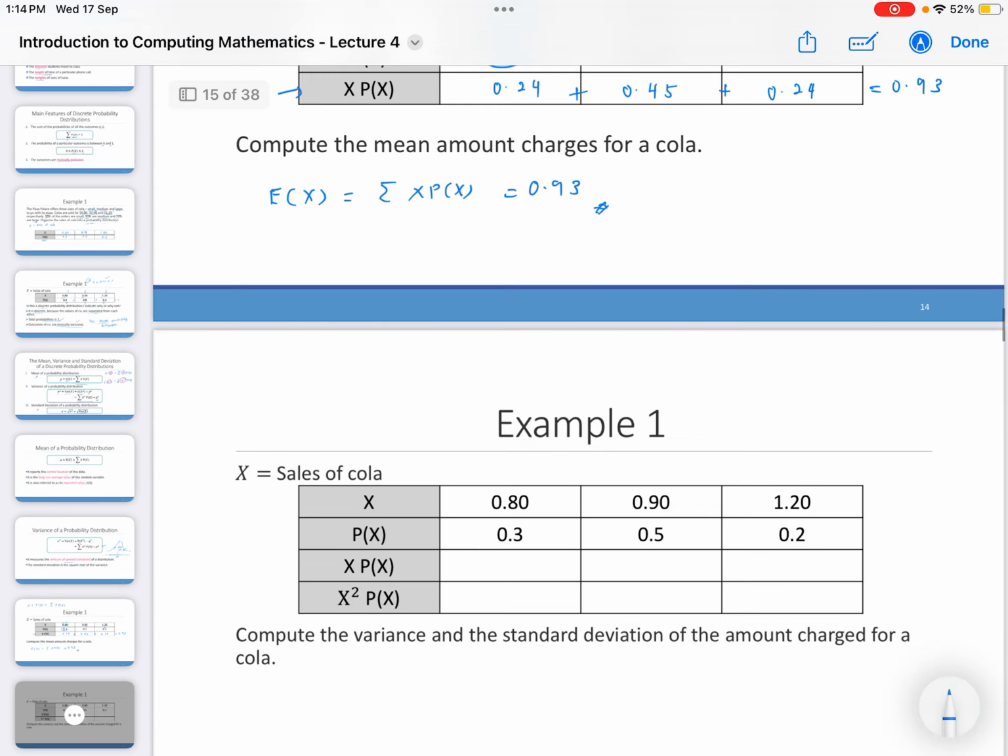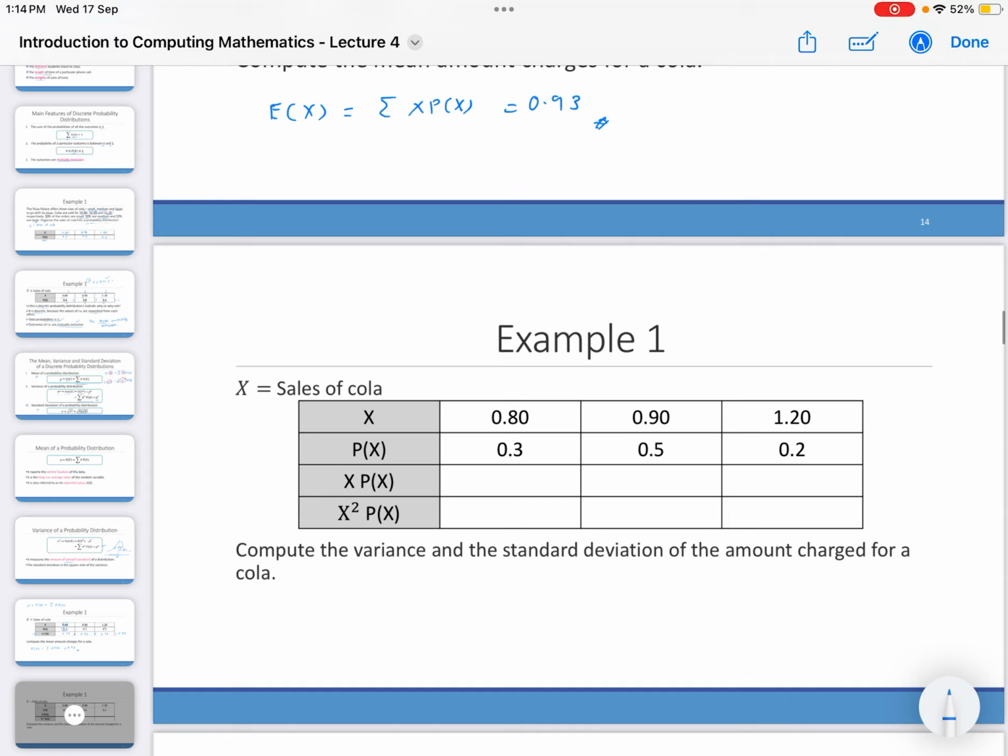Okay, again, the same thing. Now we want to compute the variance and the standard deviation. I just put the variance formula here. The variance of x equals E of x squared minus mean square, where E of x squared is the sum of x squared times P of x. So mean, we already get this one. We know mean equals 0.93.